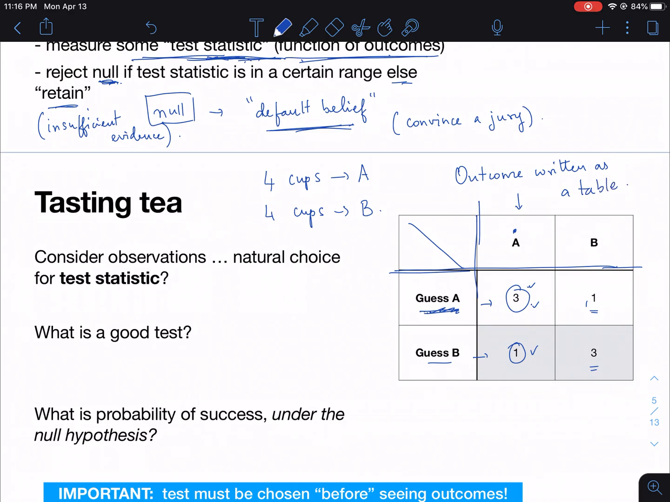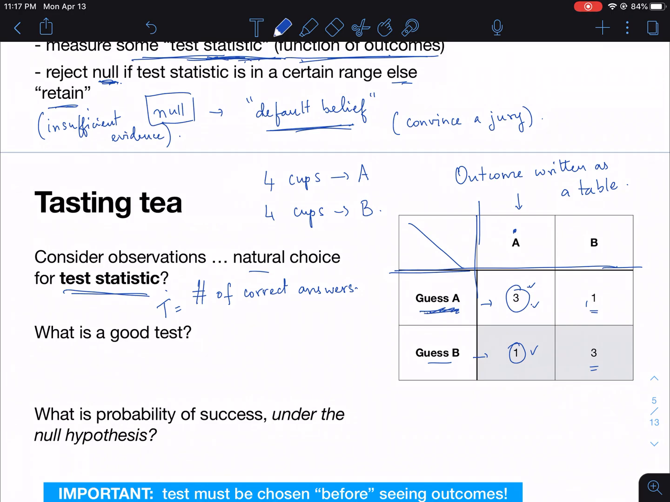Now the question could be, what is a test statistic? A test statistic is some function of this outcome. The outcome is this table in this case, and the most natural test statistic you could think of is the number of correct answers. There's an answer for every cup, and she gets some of them right and some of them wrong. So the number of correct answers is a very valid measure, probably the most natural choice for the test statistic. Let's call this t. We've usually been representing statistics by t, and it's a function, and this is now the test statistic, which is the number of correct answers.